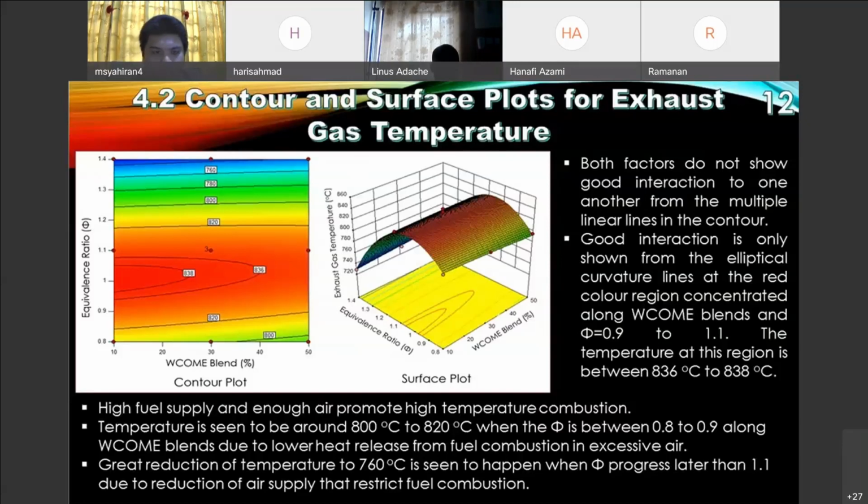The temperature is around 800 to 820 degrees Celsius from C 0.8 to 0.9 along the WCOME blends due to lower heat release from the fuel combustion in excess air. A great reduction of temperature to 760 degrees Celsius is seen when C progresses beyond 1.1 due to a great air supply reduction that restricts the fuel combustion.